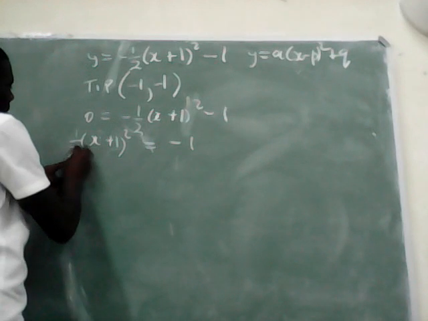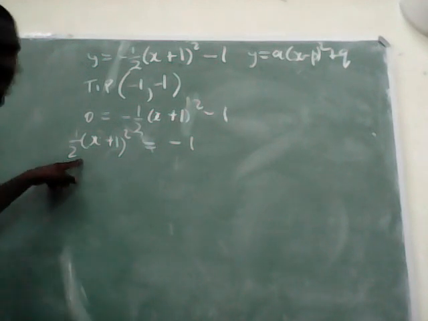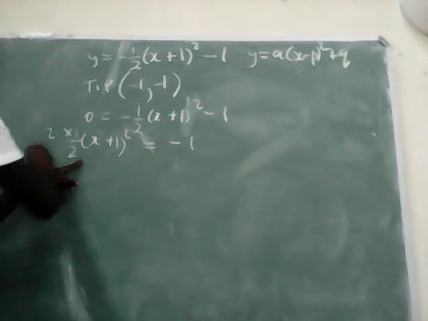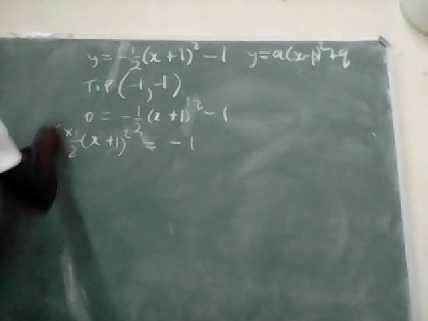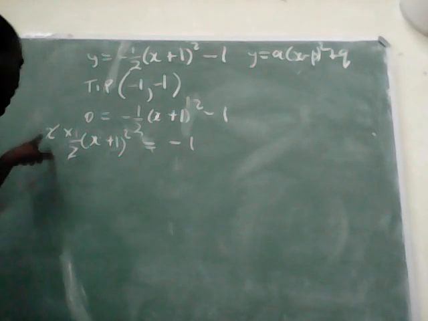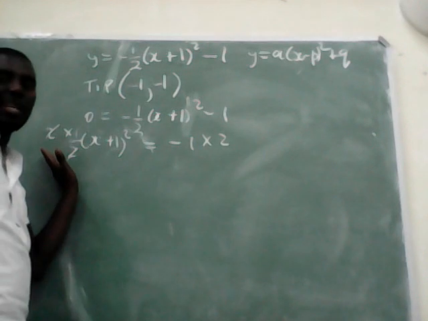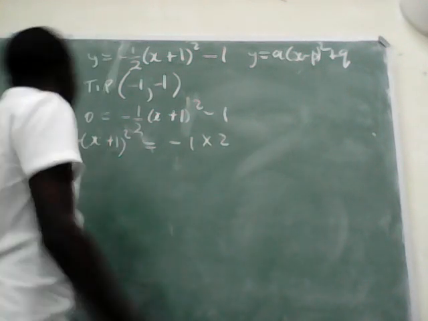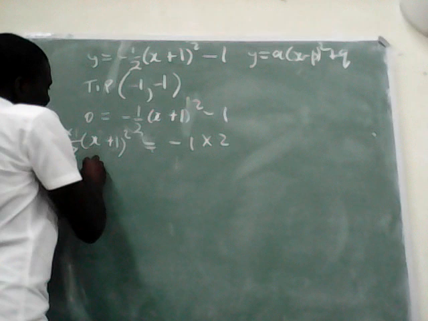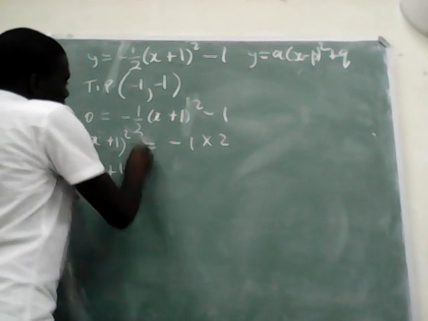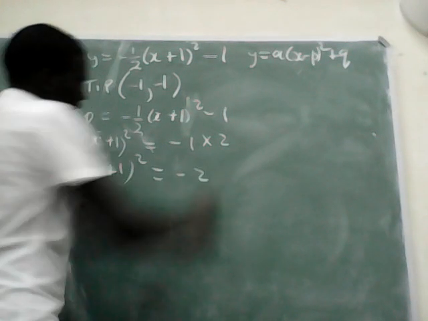Then to destroy this fraction, you can multiply by 2. But since I multiplied by 2 this side, I must also multiply by 2 this side. What I do this side, I do this side in equations. So as a result, what is remaining? (x plus 1) squared is equal to minus 2.